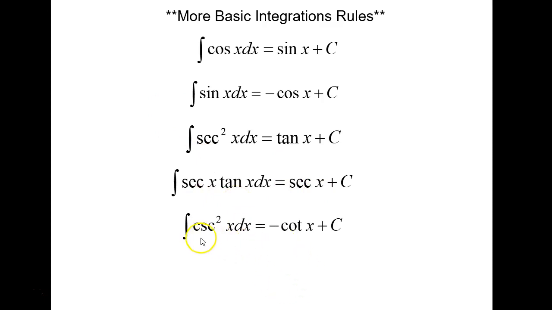The antiderivative of cosecant squared x is negative cotangent x, kind of like up here, because the derivative of cotangent is negative cosecant squared, so the negative is there to account for that. And then what's the antiderivative of cosecant x cotangent x? That would be negative cosecant x. And of course all of these take the plus c.